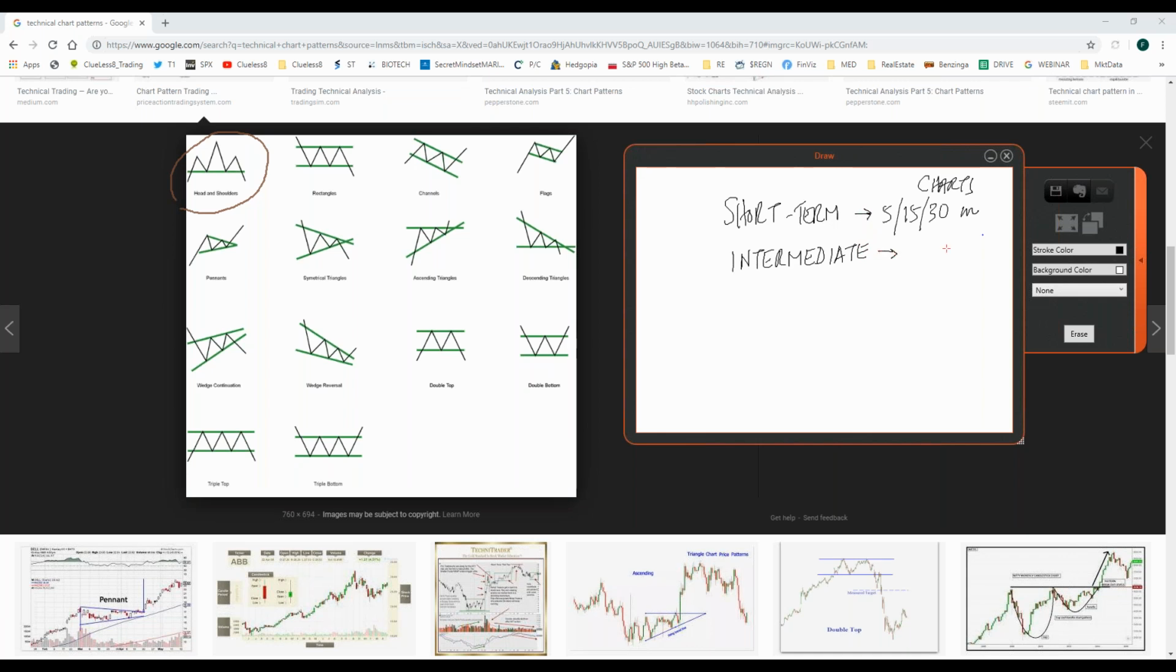So the intermediate term is a combination of the 1 hour charts and the 4 hour charts. These are all trading time frames, mixed in with a little bit of the longer term view.